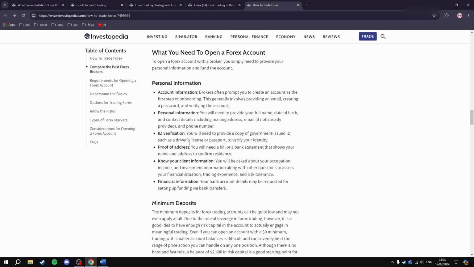ID verification: you will need to provide a copy of a government issued ID such as a driver's license or passport to verify your identity. Proof of address: you will need a bill or a bank statement that shows your name and address to confirm residency. Know your client information: you'll be asked about your occupation, income and investment information along with other questions to assess your financial situation, trading experience and risk tolerance. Financial information: your bank account details may be requested for setting up funding via bank transfers.